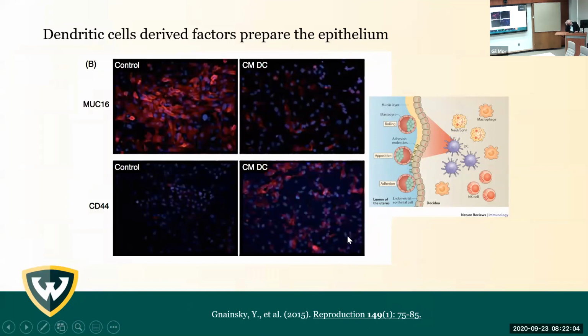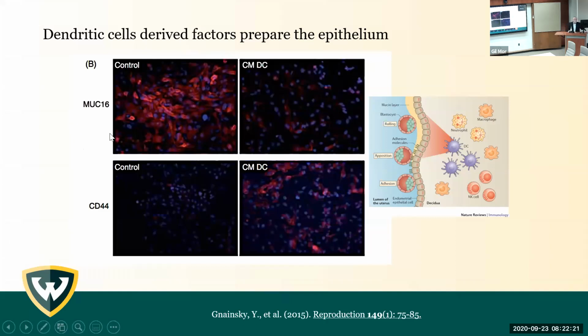So we asked ourselves, are the dendritic cells, or the factors produced by the dendritic cells, preparing the endometrium for the receptivity of the blastocyst?